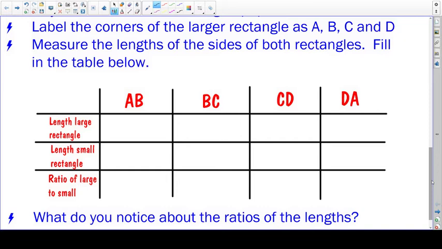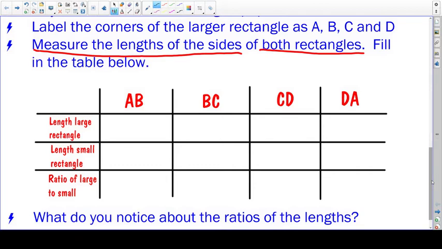Once you have both those rectangles drawn, then what you need to do is measure the lengths of the sides of both rectangles and fill in the table below. So all of these answers are going to be different. They're going to be different because it's going to depend on what dimensions you chose. But here's what you're supposed to do.